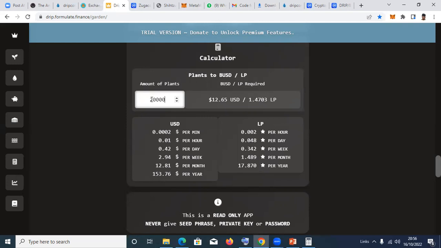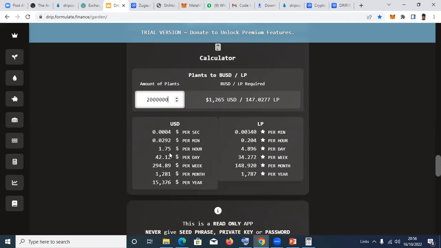But if you decide to up your game, 2 million, that means in a day you are making $42 per day, and then on a weekly basis you are making 294. Then on a monthly basis you generate 1,281 with initial deposit. That is, in 1 month your initial deposit of $1,265 will be out, and then you just keep compounding and making money. This has blessed my life.